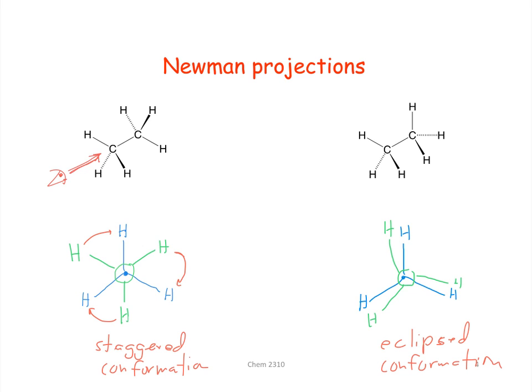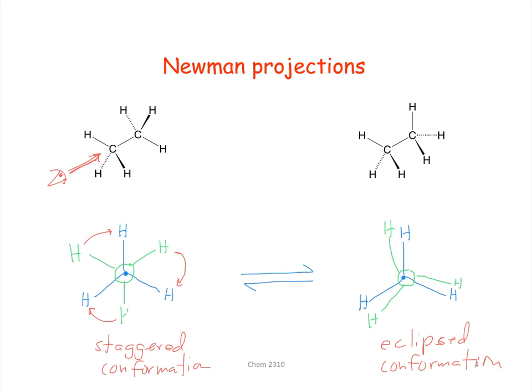And remember that these two are essentially in equilibrium with one another. So we could rotate our hydrogens, these back ones, another 60, and we'd get to another staggered conformation. Then we rotate another 60, we'd get another eclipsed. Staggered, eclipsed, we just rotate one relative to the other.